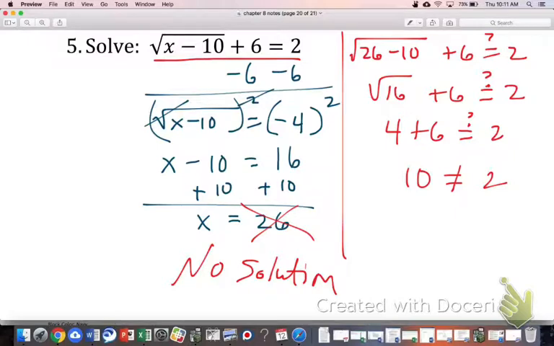So when you had 26, you plugged it into the first equation? You have to plug it into the original because that's the one we're solving. If you plug it into a middle step, that's actually a different equation than what we started with. Okay. Like after you squared both sides or whatever. Okay. Yeah. Jake, your question?